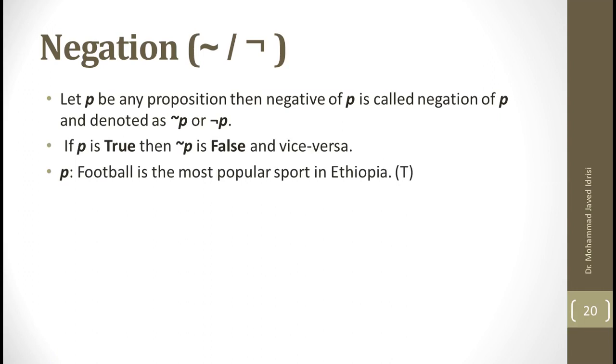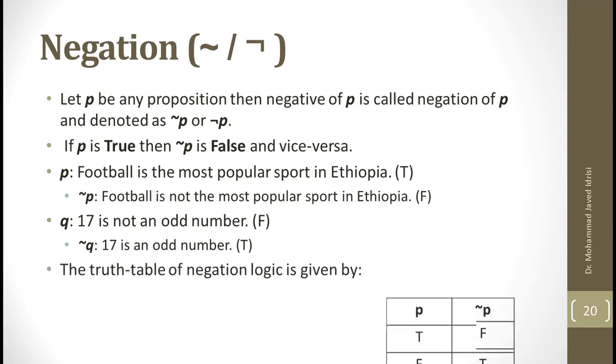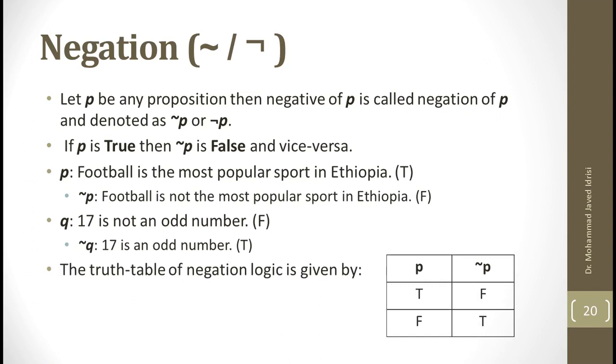For example, P be a proposition, football is the most popular sport in Ethiopia, which is a true proposition. So its negation will be football is not the most popular sport in Ethiopia, and its truth value will be false. Let's take another example. 17 is an odd number, which is false. So its negation will be 17 is not an odd number, which is true. The truth table of negation logic is if P is true, its negation will be false. If P is false, its negation will be true.